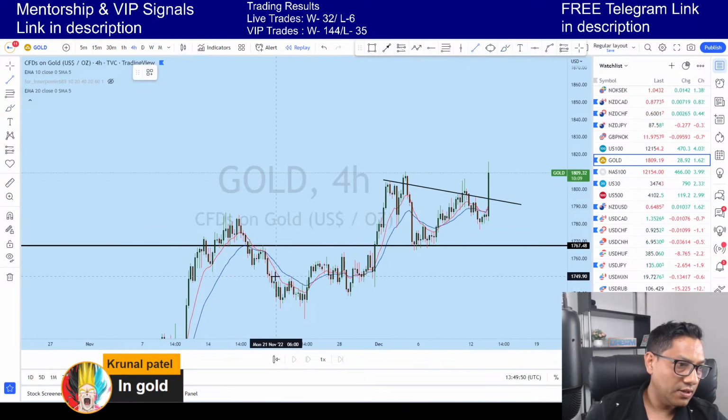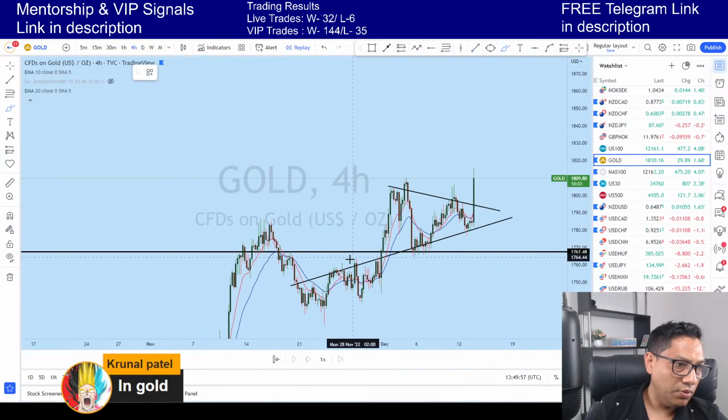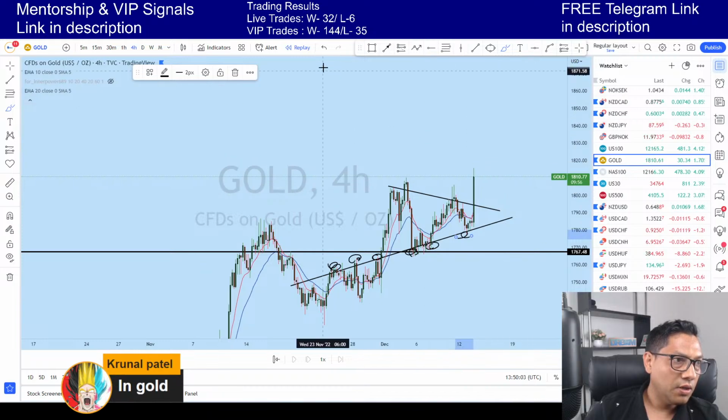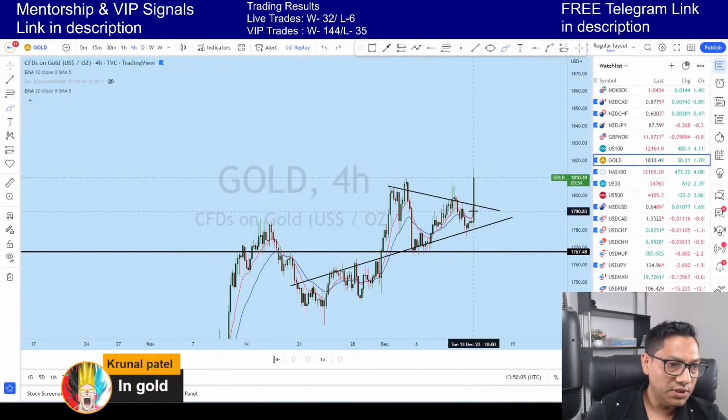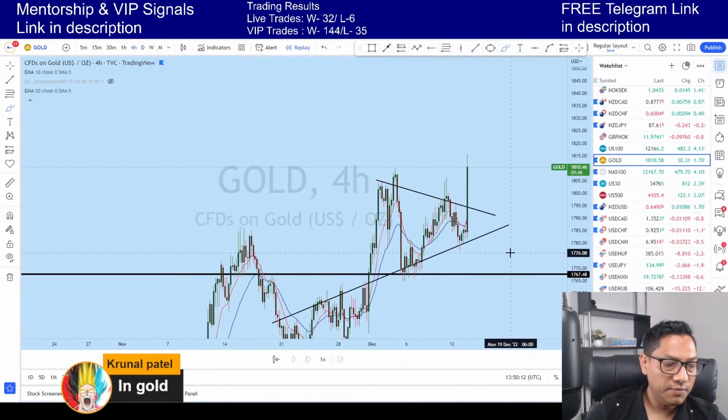You can see that from this level there is a previous resistance here, resistance here, resistance here, turning support here, support here, support here. So with that resistance and support, we see that gold in fact is pushing to the upside.